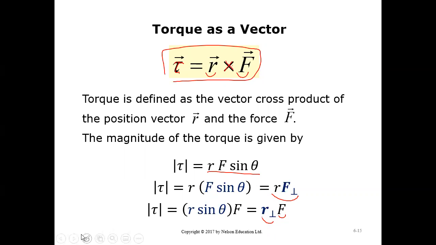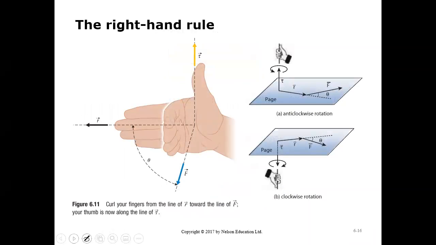Now the direction is given by what we call the right hand rule. So I want you to pay attention to this picture to understand this right hand rule. When you want to get the direction of the torque, you take your right hand. Do not use your left hand, it's very important, first of all.